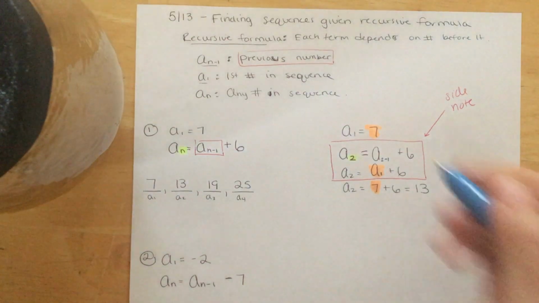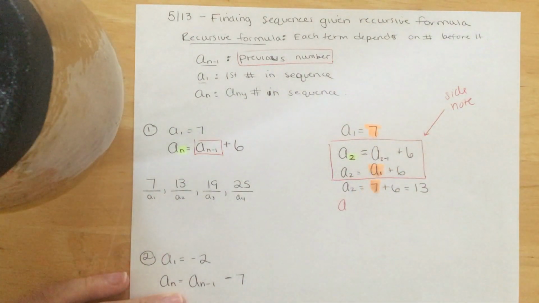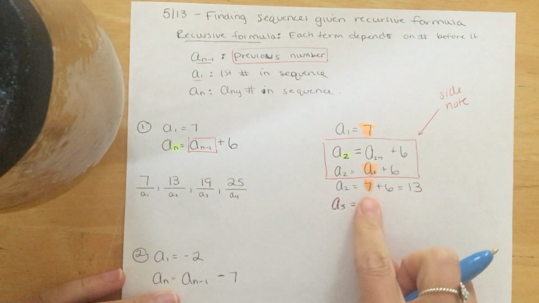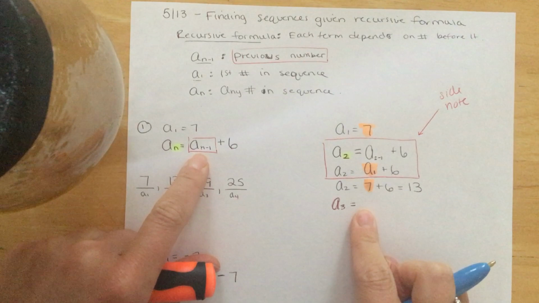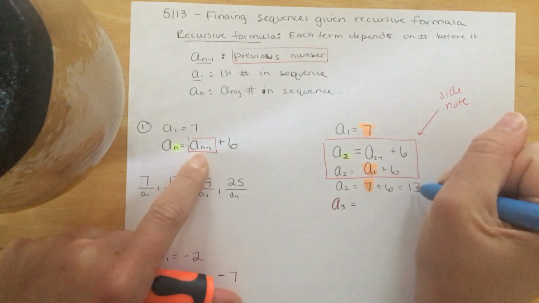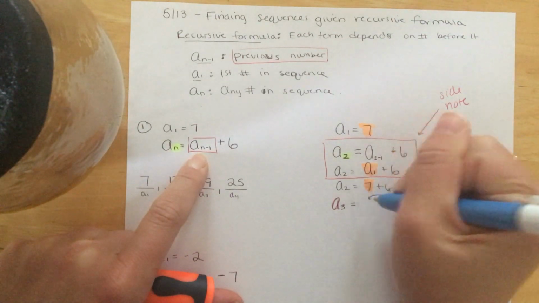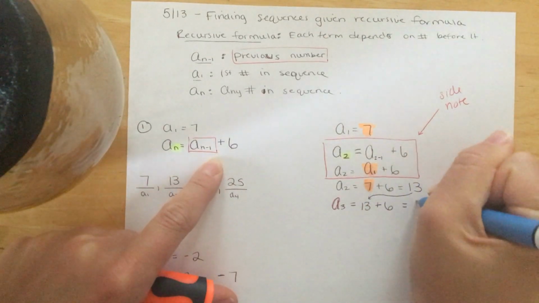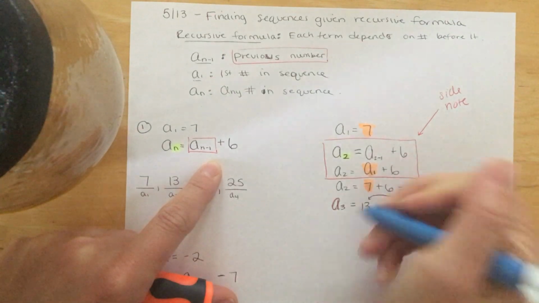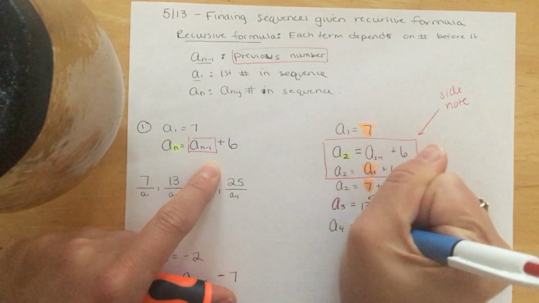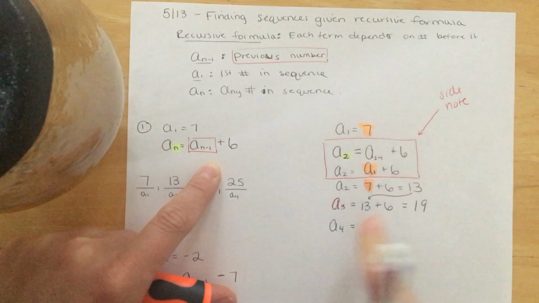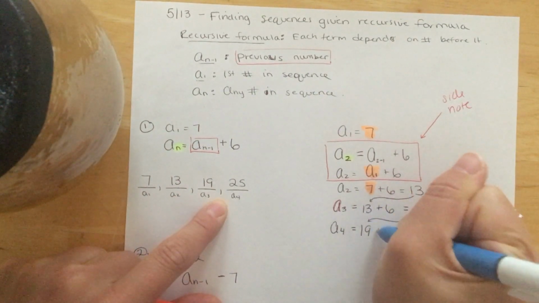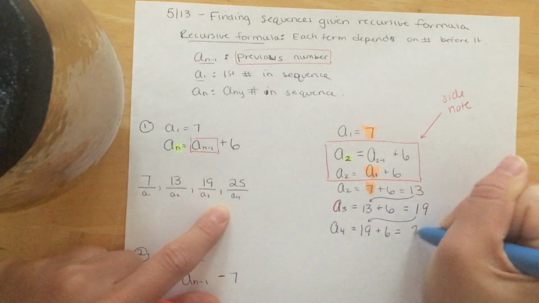So if I want to find the third term in the sequence, let's get back to my black. A of 3 is equal to the previous number, okay? And in this case, the previous number is 13, so that goes in here now, plus 6. It's always going to be plus 6. 13 plus 6 is 19. A of 4 is going to be equal to the previous number. Well, now the previous number is 19. That's the number before. So 19 plus 6, and that equals 25.